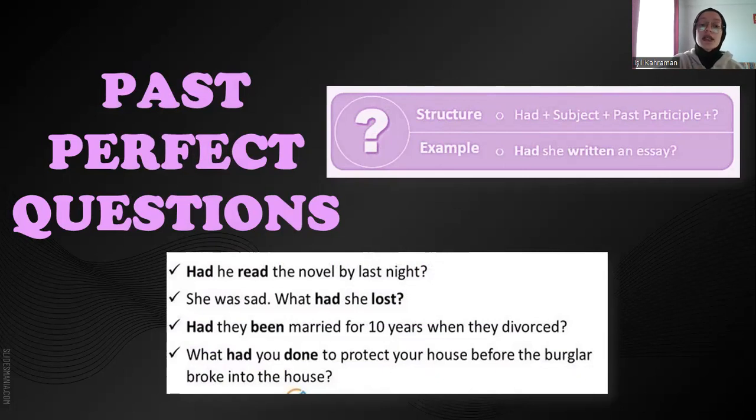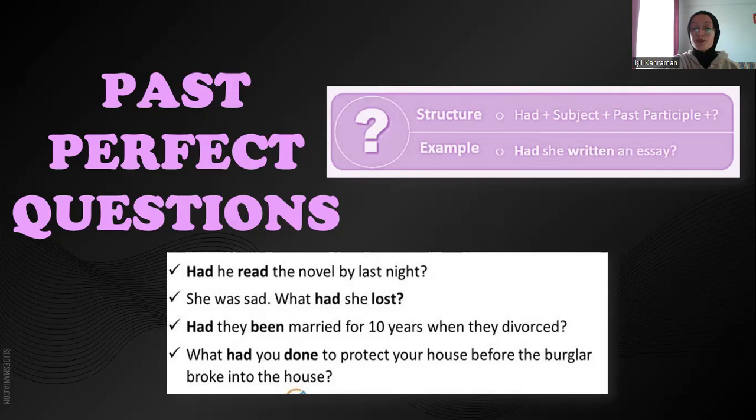And let's look at the examples and how we use it with WH questions. Had she read the novel by last night? She was sad. What had she lost? And had they been married for 10 years when they divorced?